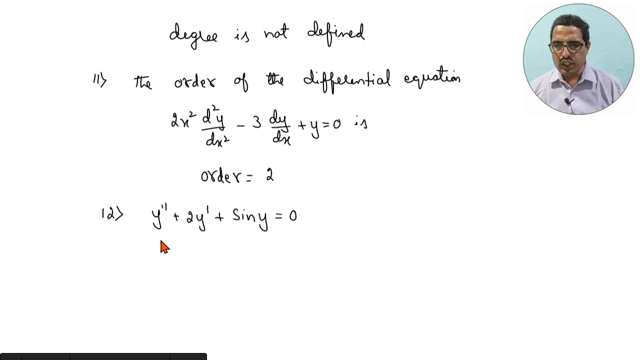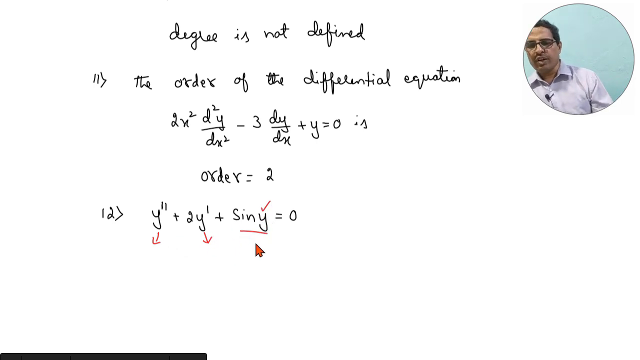The next question is y'' + 2y' + sin y. Now this differential equation is a polynomial function in derivatives, therefore the degree is defined. Because here you have the first order derivative and here we have the second order derivative, so both are polynomial functions. Whereas in this case, sin y, this y is not a derivative. So y is not a derivative, therefore the degree is defined over here.